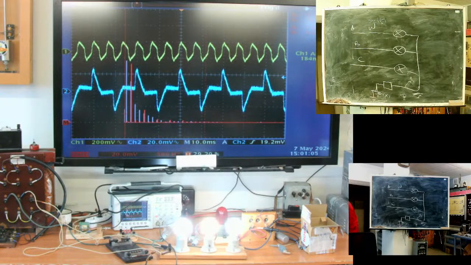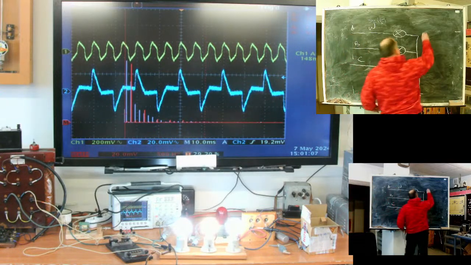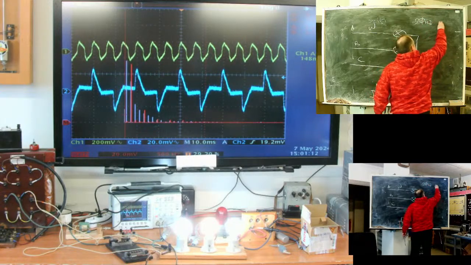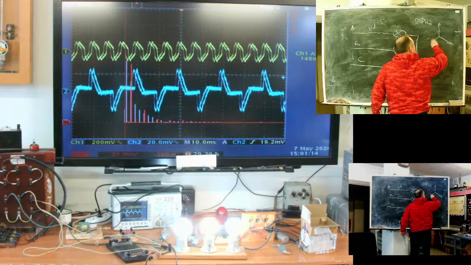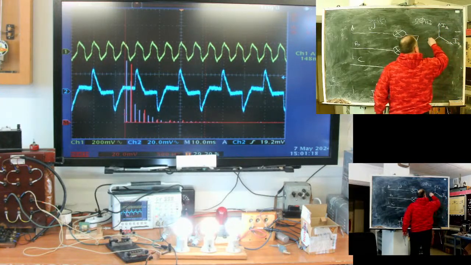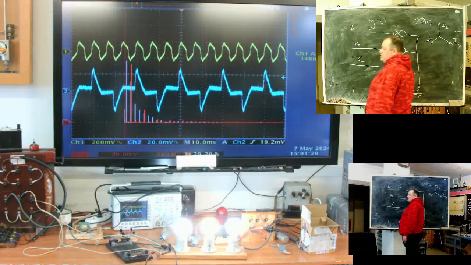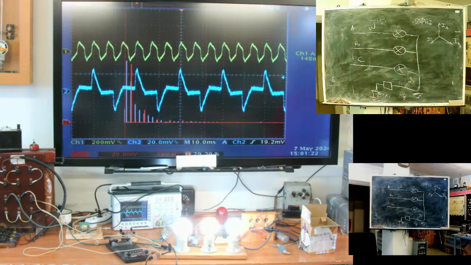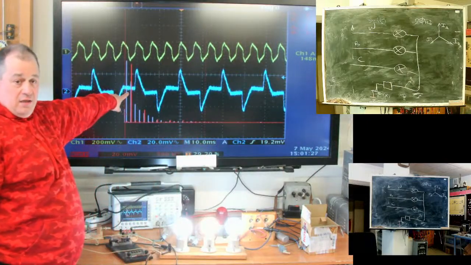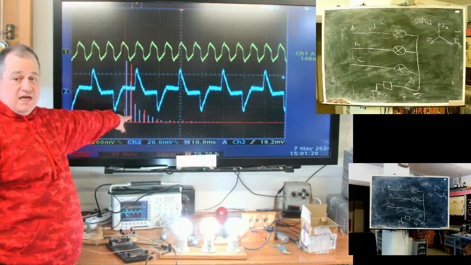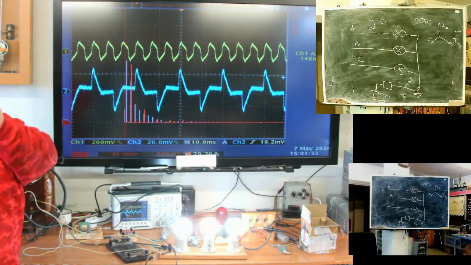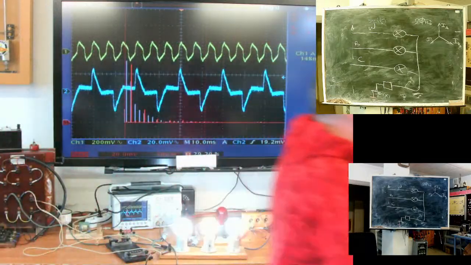And next, what do we see? At 50 hertz, we will see currents like this. This will be A, this will be B, and this will be C. The sum is 0. So 50 hertz is present on the white chart, but on the red chart in neutral, the sum is 0. This is all that remains from the 50 hertz.